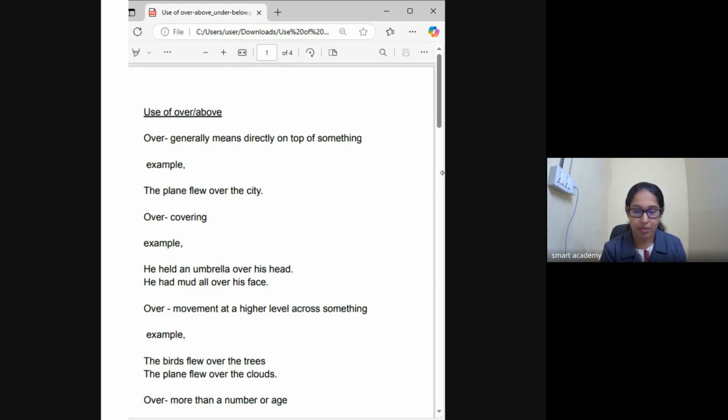Can you give me examples? Directly on top, there can be direct contact between these two objects. Okay. The clock is... okay, whatever it is, you can say that. Give the next sentence using over.